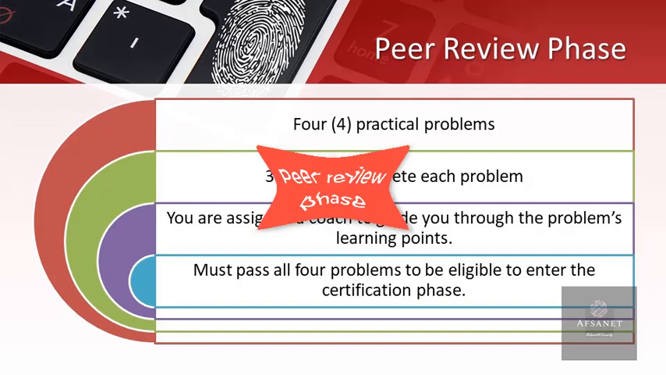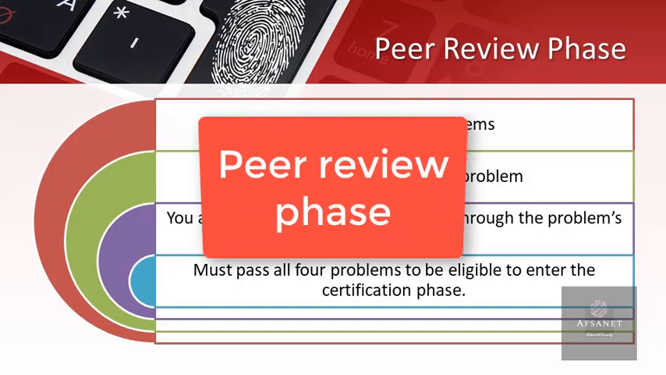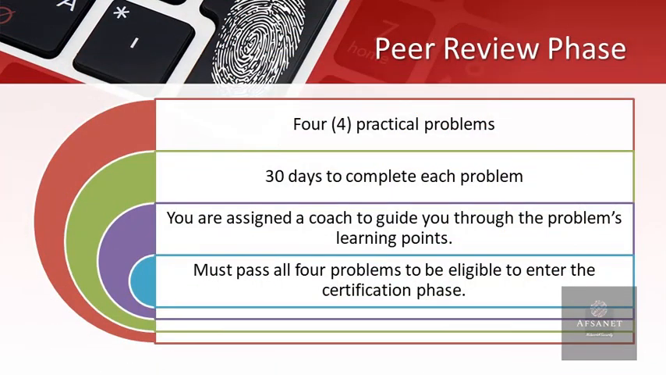The first phase is the peer review phase. In this phase, candidates complete 4 scenario-based problems guided by a forensic professional through a mentor process, whereby candidates can submit reports or assessment documents after completing each practical exercise. Candidates have 30 days to complete each problem, and they must pass all 4 problems to be eligible to enter the next phase.